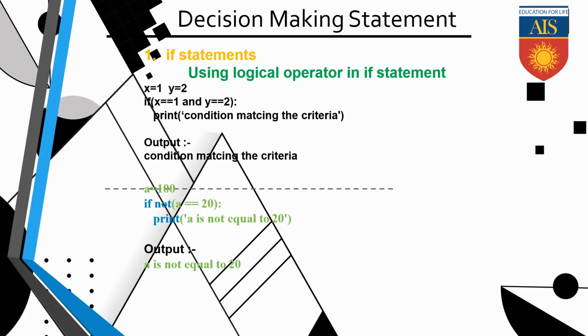Here you can see another example: a equal 100, if not a double equal 20, it will print a is not equal to 20. The output will also be printed like that, because we have assigned a's value as 100 and in the condition we have given if not a double equal 20, that means if a's value is not exactly 20, then it will print a is not equal to 20. According to the condition it is right, so it will print the same message.